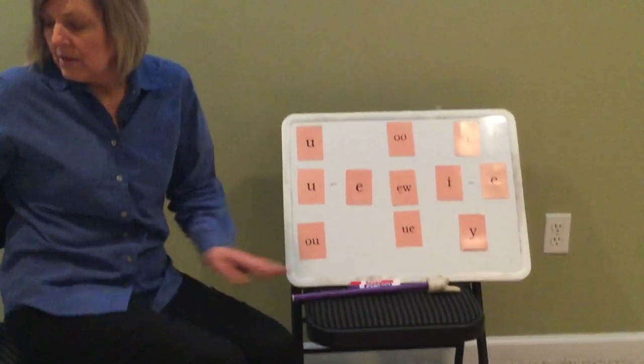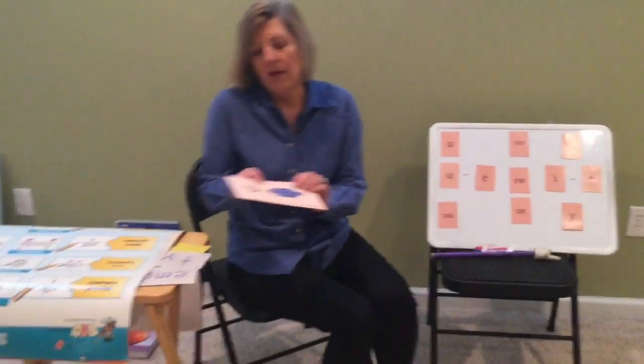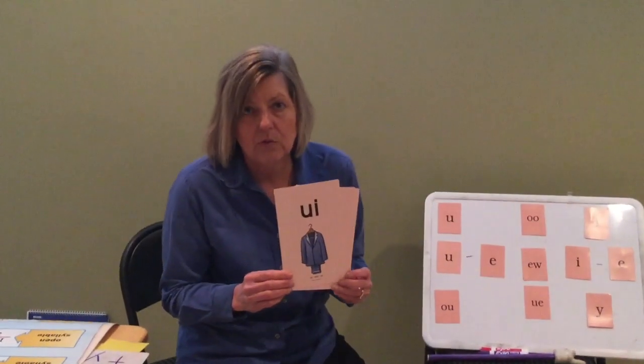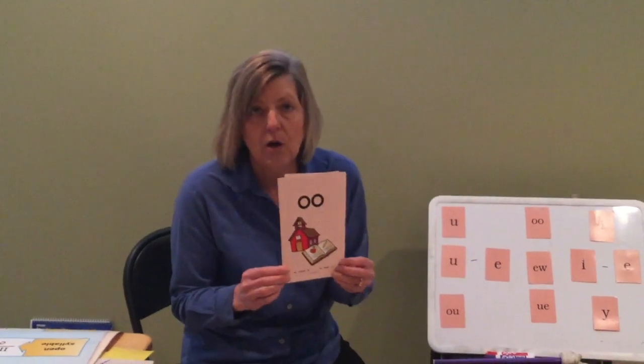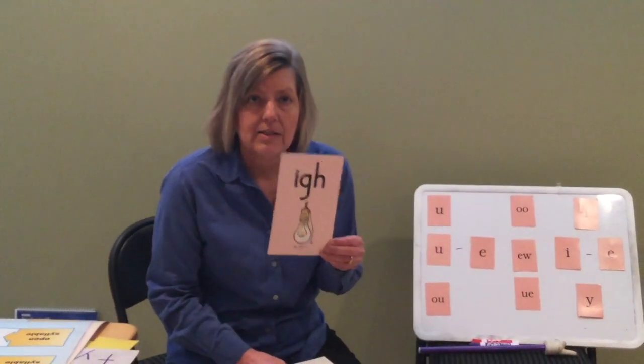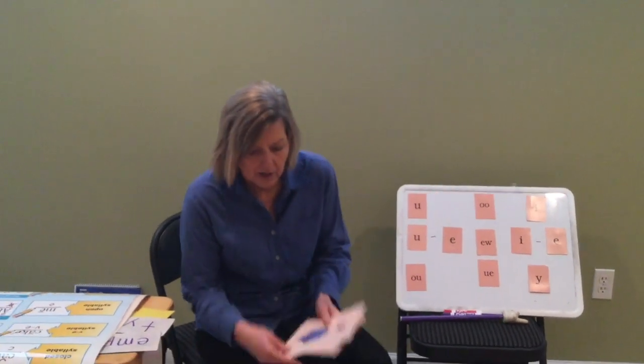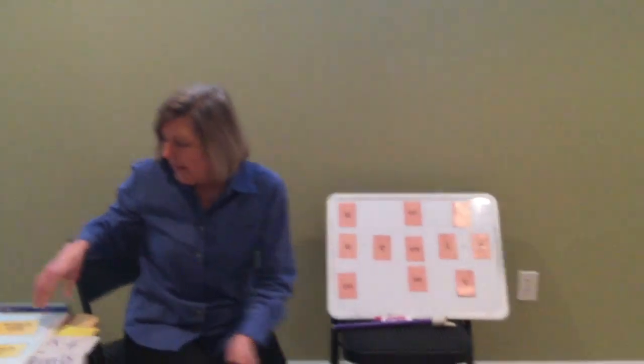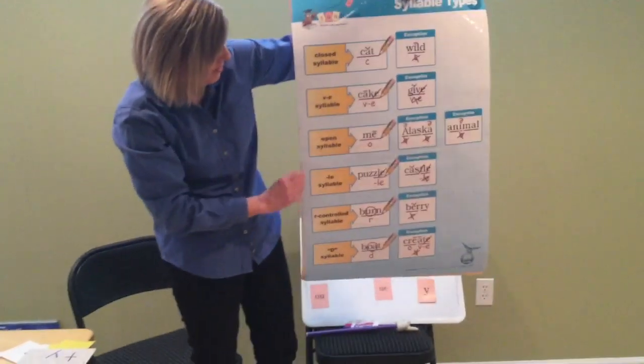Okay, our new sounds this week that we've learned, let's just review them. We have UI suit oo, we have OO book and we have IGH light I. Okay, good job. All right, let's look at this chart for a second. Let's just review some of the syllable types that we have.